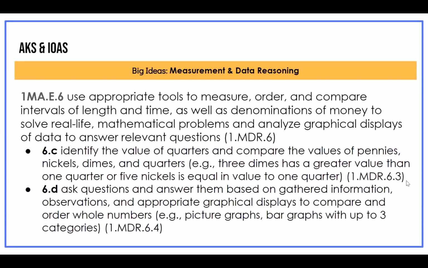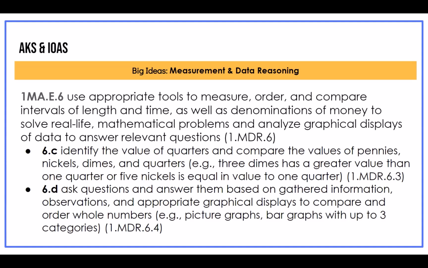Let's look at the AKS and IOAs we will be teaching in this unit. Unit 4B is a continuation of Unit 4A from Quarter 3, and we'll finish teaching AKS 6. In this unit, we will focus on denominations of money and continue to analyze graphical displays of data to answer relevant questions. Under the AKS, you will find the Indicators of Achievement, or IOAs, that we are teaching at this time. The IOAs go into further detail about the expectations for the standard. For AKS 6, we are working on the IOAs 6C and 6D.